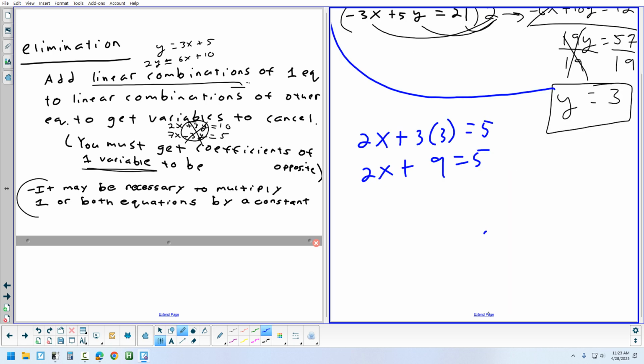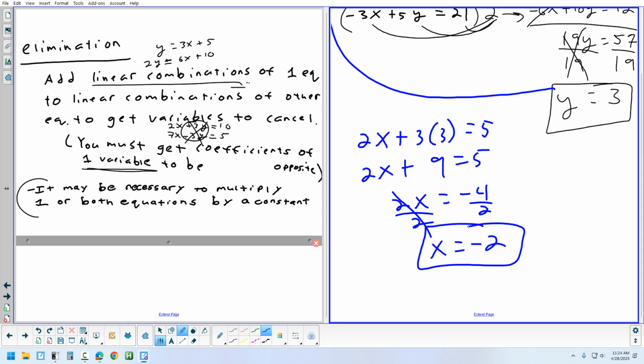All right. So 2x, 3 times 3 gives me 9. Okay, next up. Subtract 9 from both sides. Gives me -4. And divide by 2. And what does that give me? -2. There you go. So y equals 3, x equals -2.